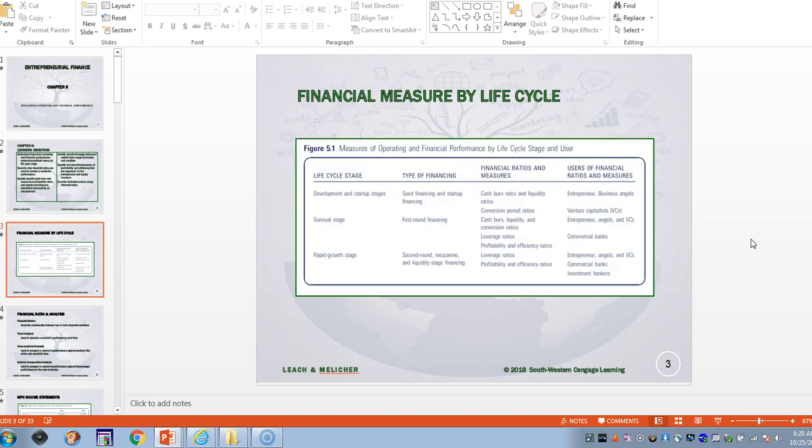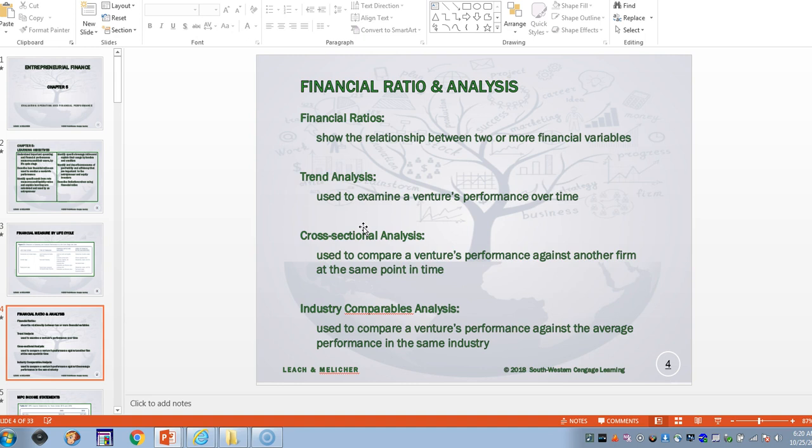All right, so again, we look at these stages, and this is repetitive as far as the different stages go, right? And here's the life cycle stage. And there's different ways of looking at these ratios. As we said, there's the trend analysis, and the ratios are just simple division, and we could look at them in a cross-sectional way and compare performance against another company at the same point in time, right? That would be like Walmart comparing against Amazon.com. And you could also compare yourself against the industry as a whole, right? The average performance in your industry.